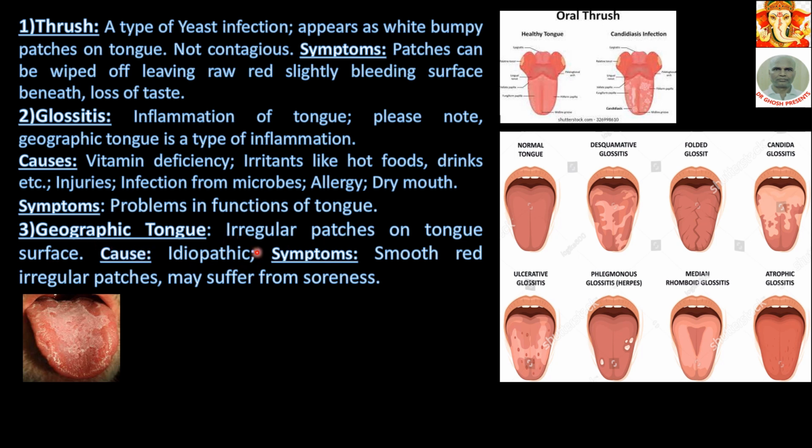Geographic tongue: irregular patches on the tongue surface. Causes: idiopathic, that is, not known. Symptoms: smooth, red, irregular patches; may suffer from soreness. This is the picture for geographic tongue.